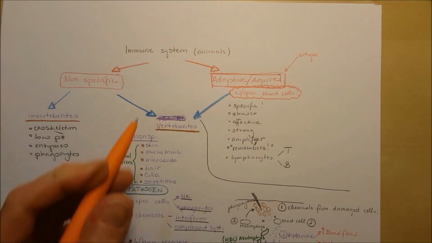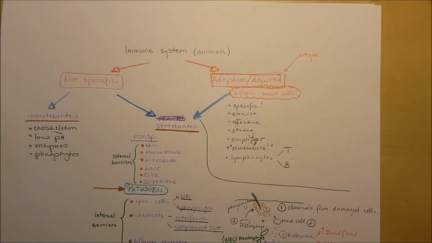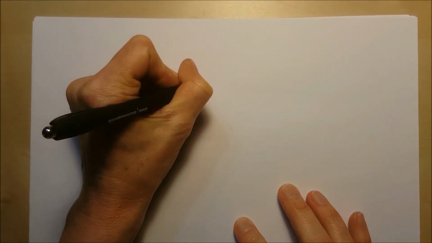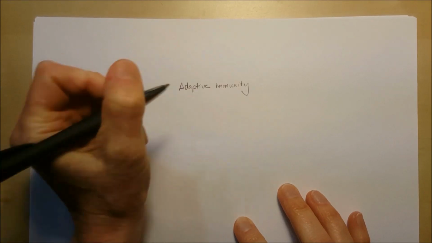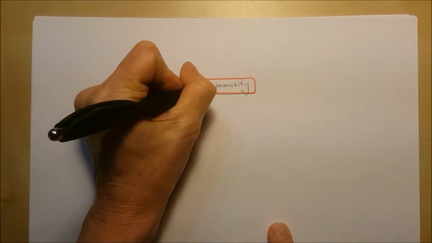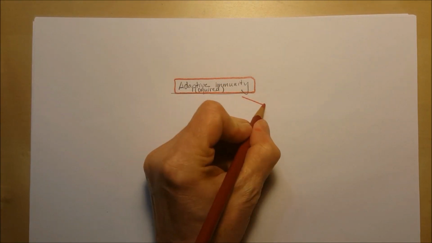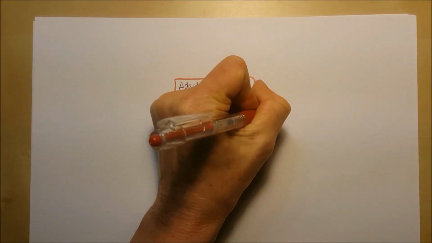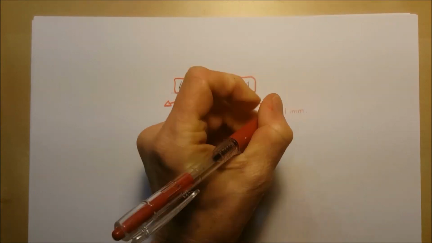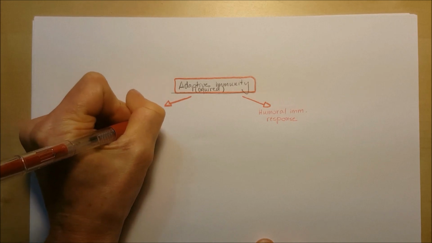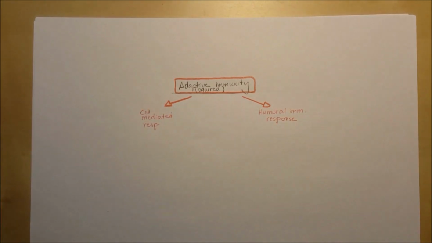So these are the adaptive acquired immunity parts. Adaptive immunity. This is what we are going to focus on. Only vertebrates have that type of acquired immunity. The acquired immunity divides up into two parts: the humoral immune response, as well as the cell-mediated immune response.